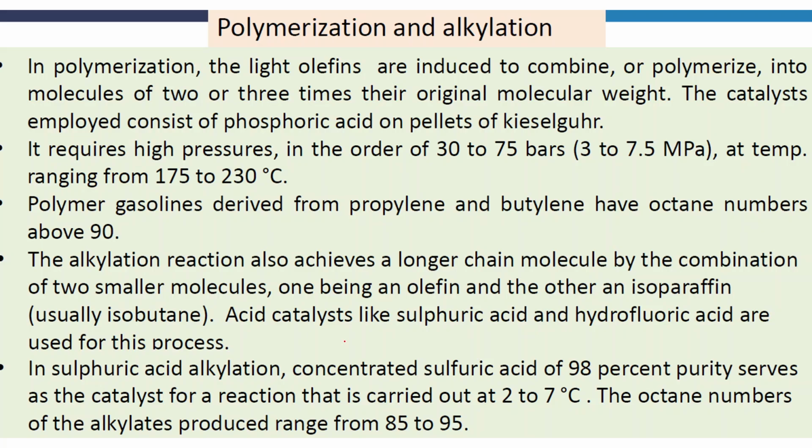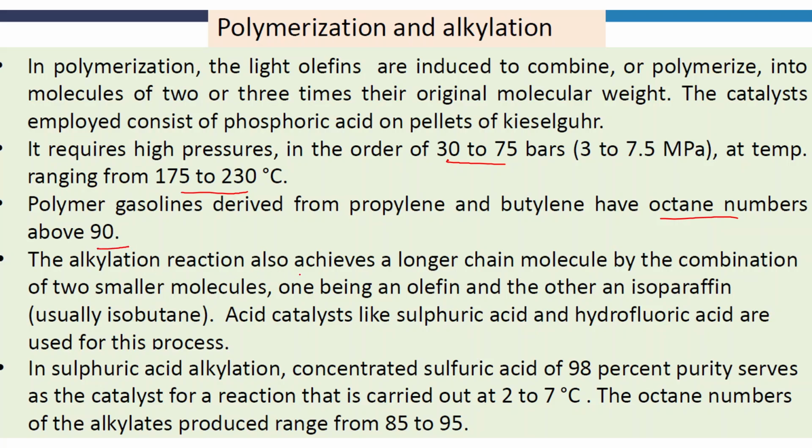Then polymerization and alkylation. In polymerization, light olefins are induced to combine and polymerize into molecules of two or more times their original molecular weight. The catalyst employed consists of phosphoric acid on pellets of Kieselguhr, which requires high pressure in the order of 30 to 75 bar at a temperature of 175 to 230 degrees C. Polymer gasolines derived from propylene and butylene have a very high octane number, above 90.